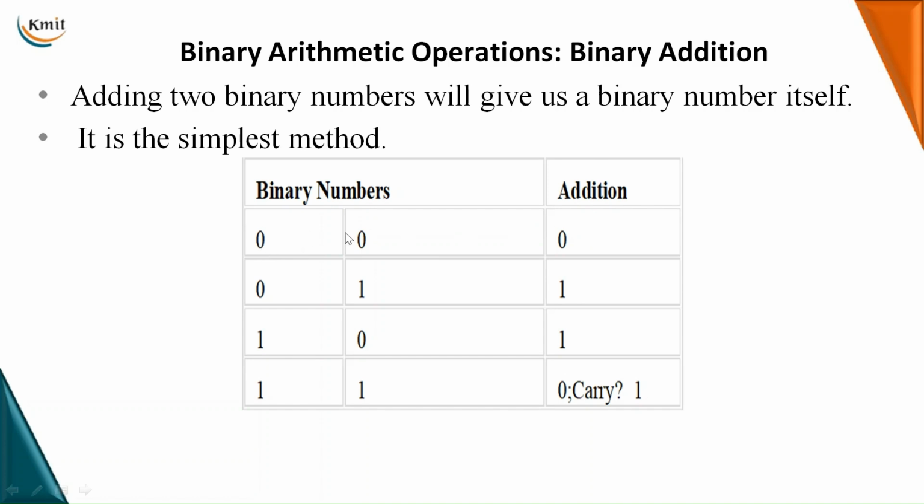So addition involves 0 plus 0 is 0, 0 plus 1 is 1, 1 plus 0 is 1, and if you add 1 plus 1 it is not 1. 1 plus 1 is nothing but 10. So 0 is your result and 1 is your carry forward. 10 in decimal equivalent is 2. In normal decimal addition 1 plus 1 is 2, but in binary addition 1 plus 1 will give you 10. So 0 is your resultant bit and this 1 is your carry bit.